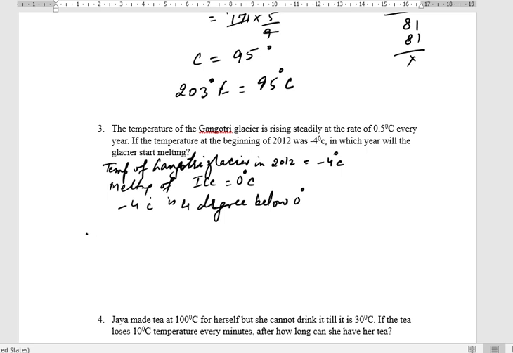इसका मतलब क्या चाहिए, हमें क्या करना है? Therefore we need to determine the time it will take, the time taken to increase by 4 degree.